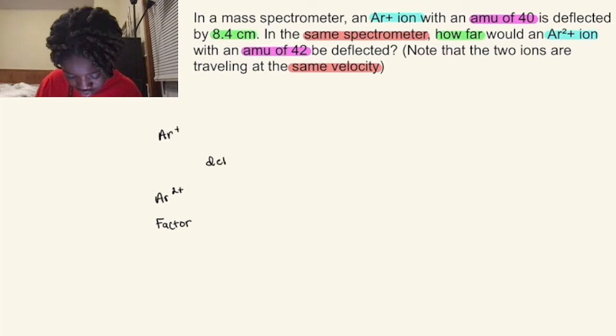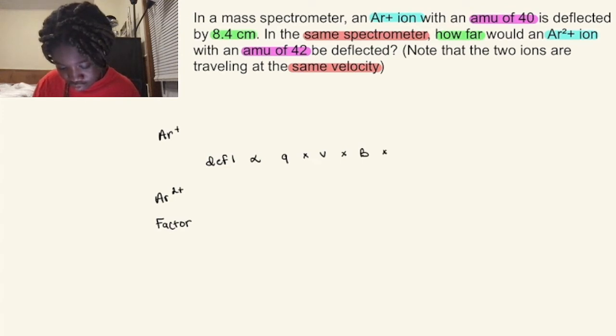Deflection is proportional to charge times velocity times the magnetic field times 1 over mass. And to make things easier, I'm going to write a semicolon and just write mass as itself, and we'll deal with that factor later. Now, let's put in the things that we know for each isotope.